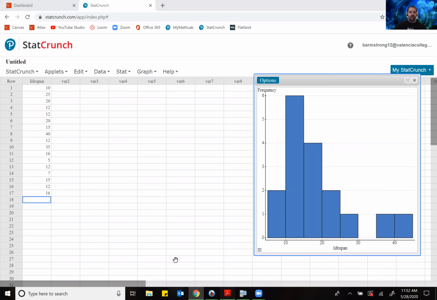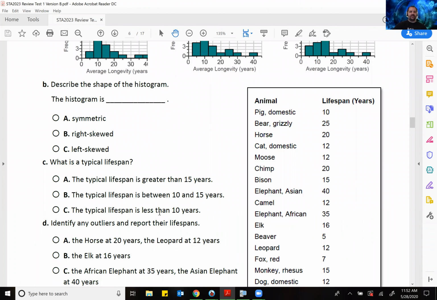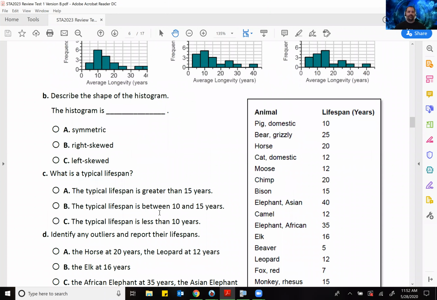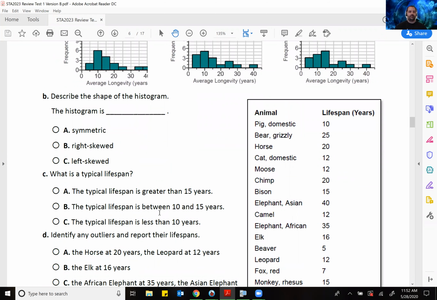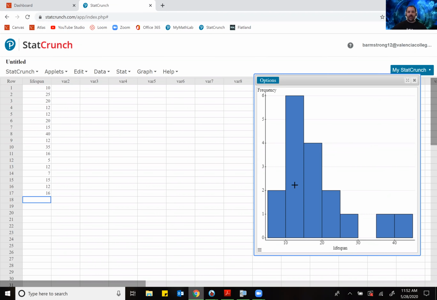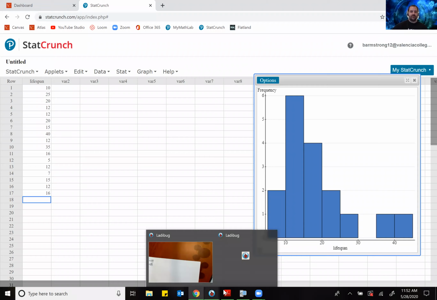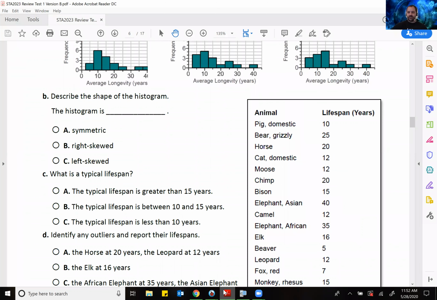Okay. All right. So it says, what is the typical lifespan? 10 to 15. Yeah, 10 to 15. And again, you can go into your scatter plot. Here's the tallest bar. If you just let your cursor hover over it, right there, it says lifespan 10 to 15. So we know that the answer for part C is B.